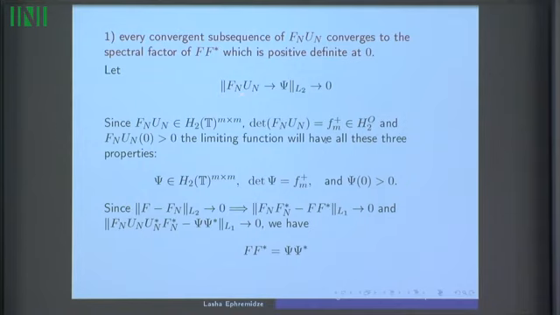And at the origin it will be first non-negative, but since we know that the determinant is positive, we can conclude that it is positive also. And because of this convergence, this converges in L1 also, and it means that they are the same as this, and this means that this converges to the same. So in this way we prove that if we have some convergent subsequence, then it converges to the spectral factor of this function. This has all characteristics of the spectral factor, which is unique.